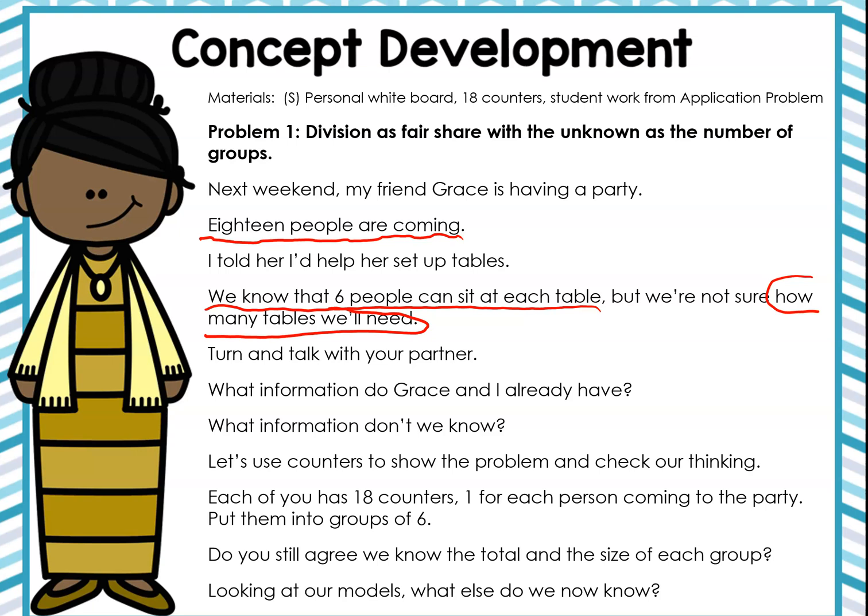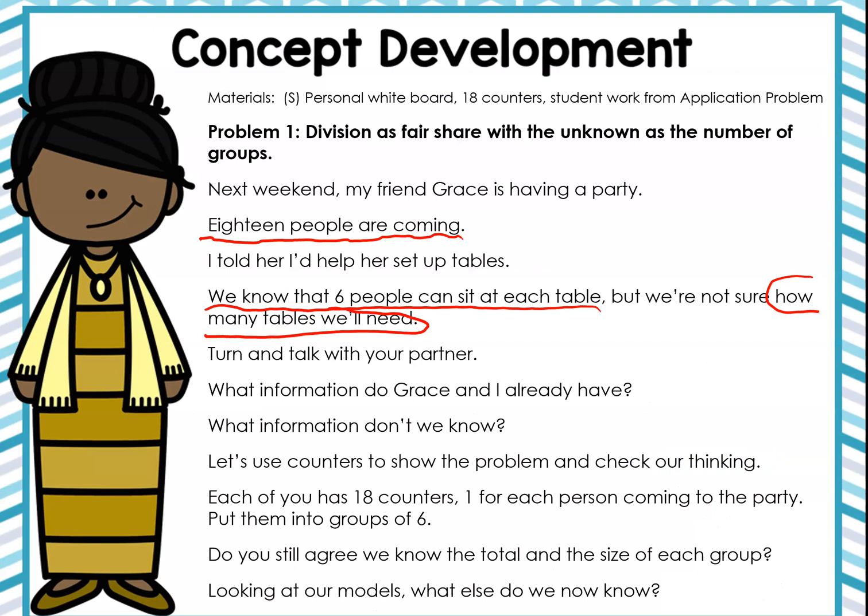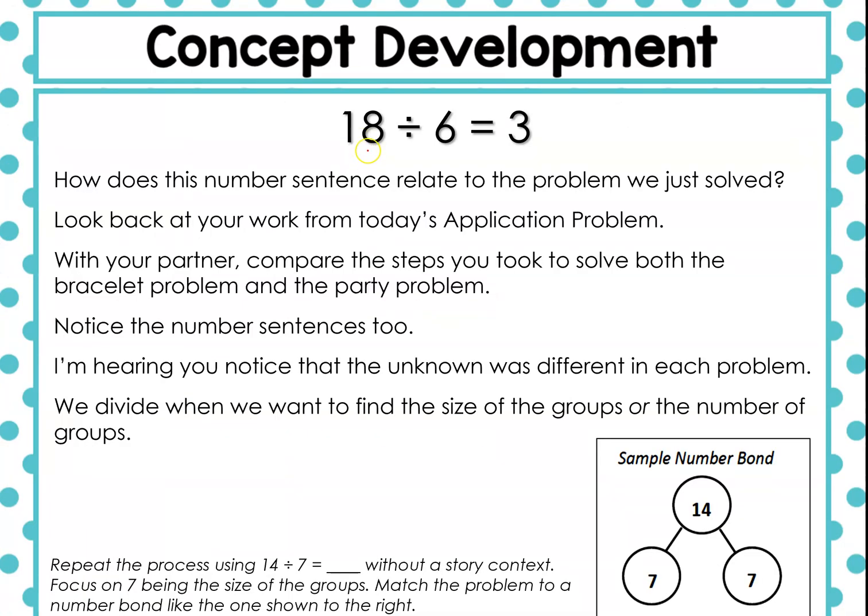So we're going to solve this problem. If we have 18 people coming to the party, we need to split those 18 people into groups of 6. So we would take 18 divided by 6, and that's where we would find our answer. 18 was our total, divided by 6, which was the size of the group, we got 3. So that would tell us that we need 3 tables total. So let's go ahead and move on.